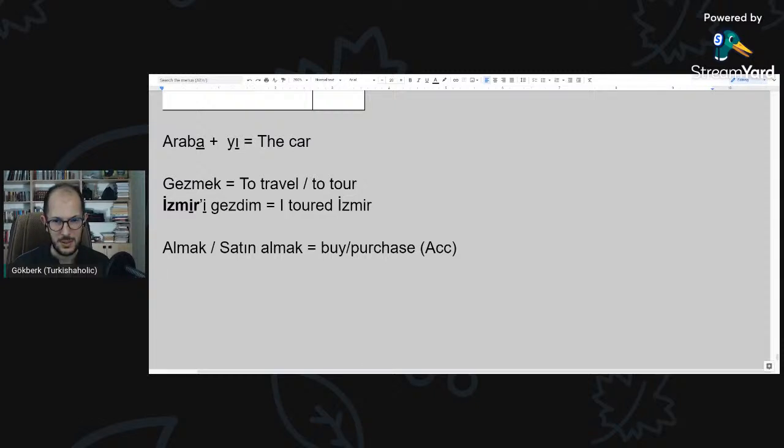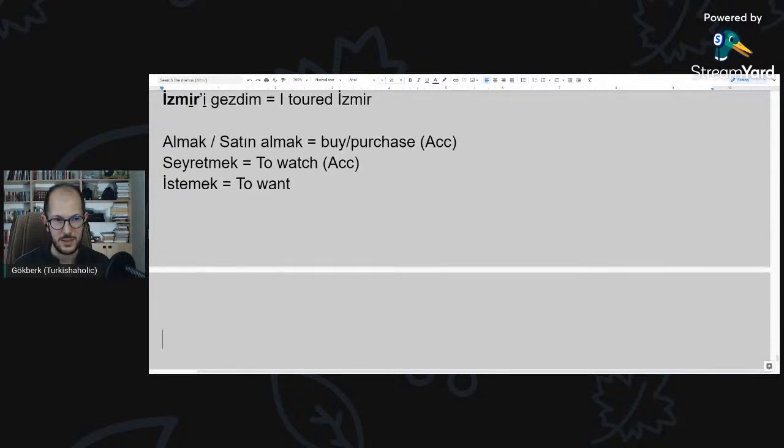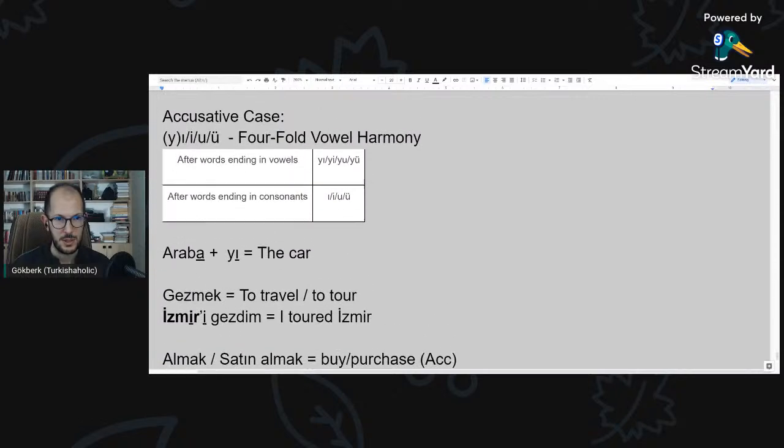So, for example, seyretmek, to watch. So certain verbs can be made both with and without a case marker. So the case marker adds the definiteness, the direct object. But I will show you in a moment the difference between verbs that can be made with or without a case marker. For example, istemek, to want.